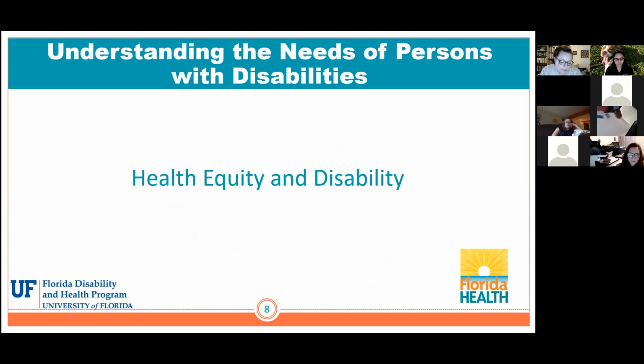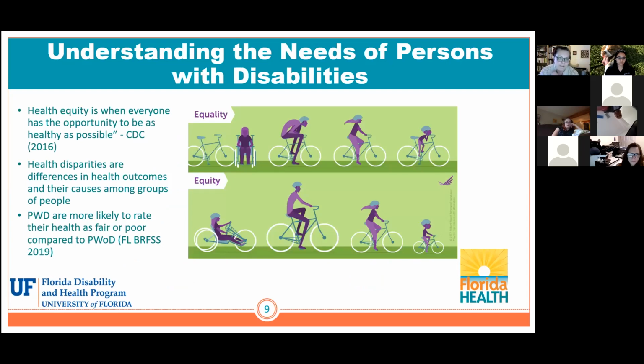Health is central to human happiness and well-being, and it is affected by where people live, learn, work, and play. According to the World Health Organization, health also makes an important contribution to economic progress. So what do I mean when we talk about health equity? The CDC defines health equity as a condition where everyone has the opportunity to be as healthy as possible.